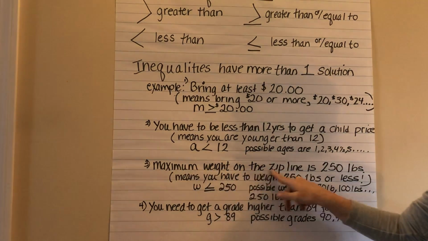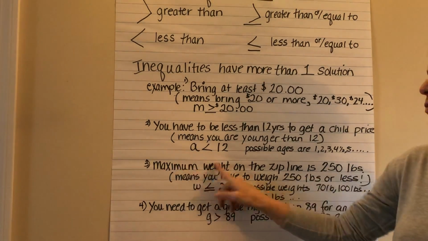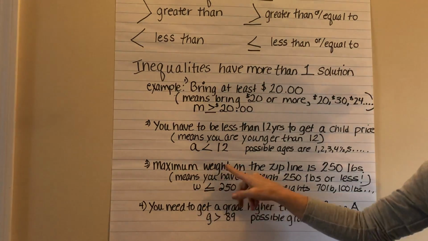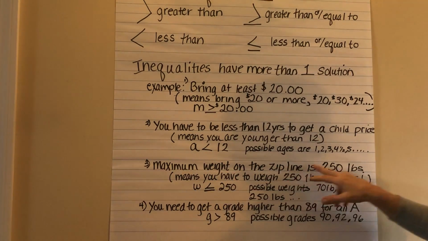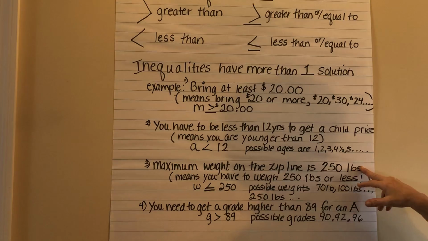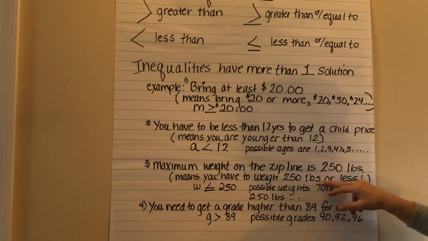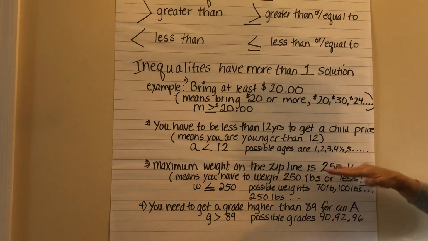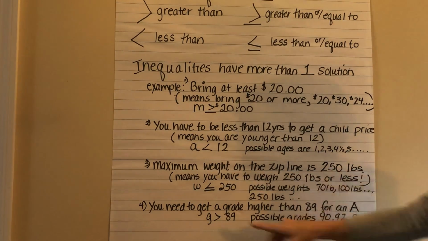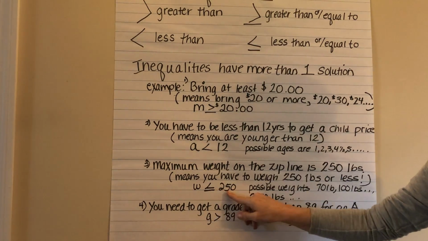Alrighty, let's try another one. Maximum weight on the zip line is 250 pounds. Now sometimes they use, instead of weight, the word capacity, which means weight. The maximum weight on the zip line is 250 pounds. That means you have to weigh 250 pounds or less because the maximum you could be is 250. That means 250 or less. So your weight can be less than or equal to 250.